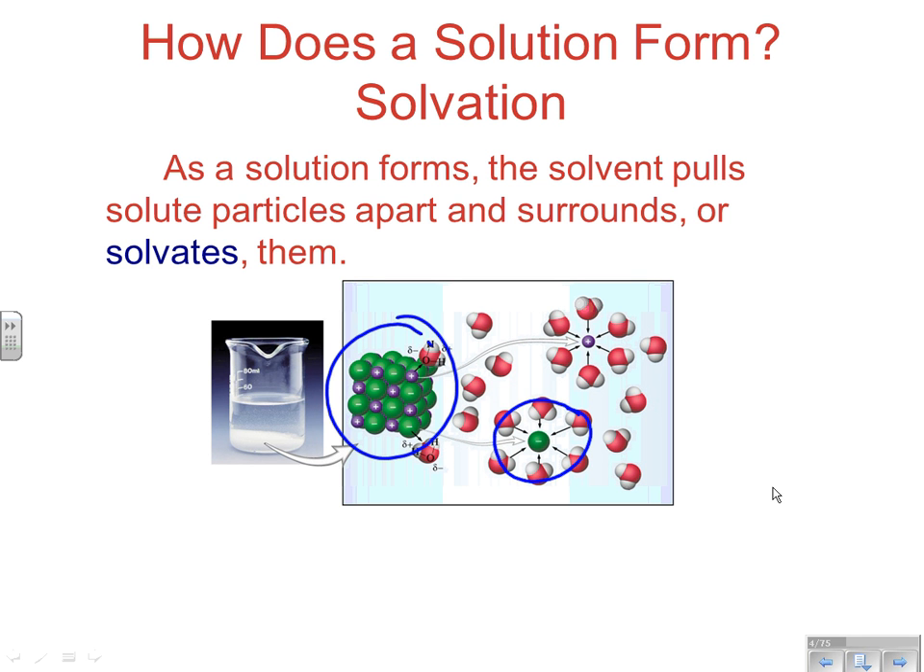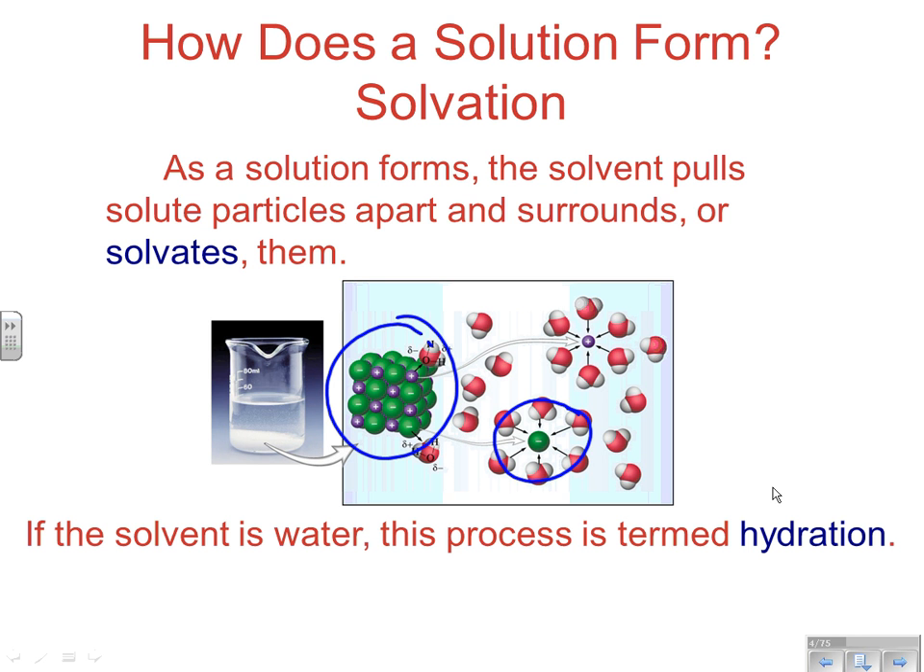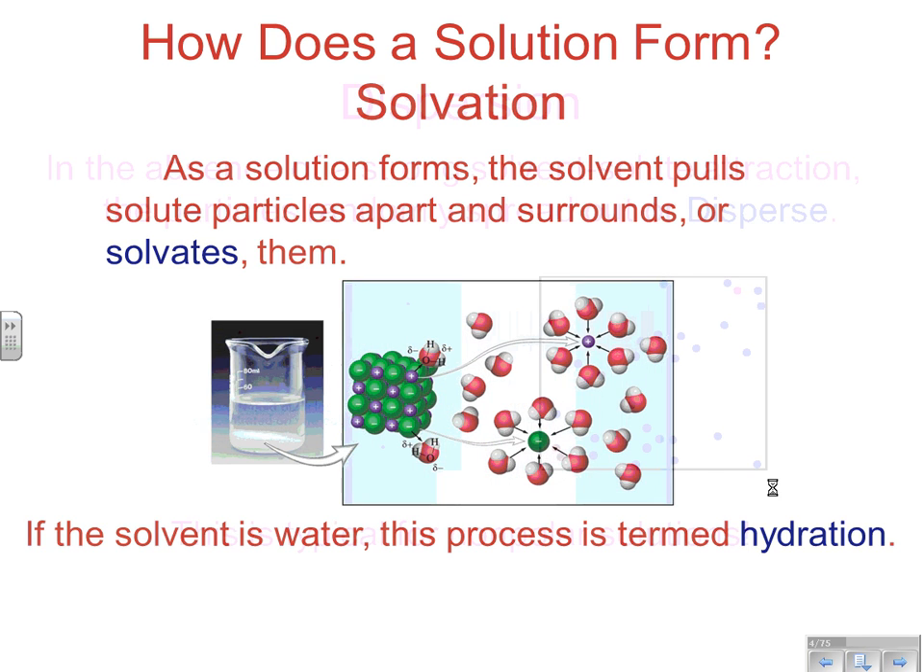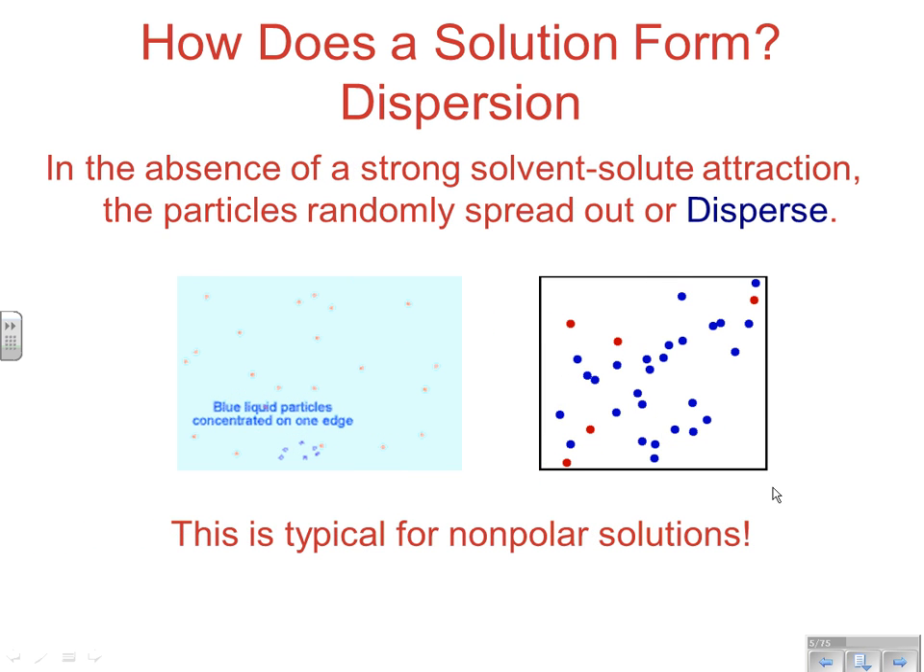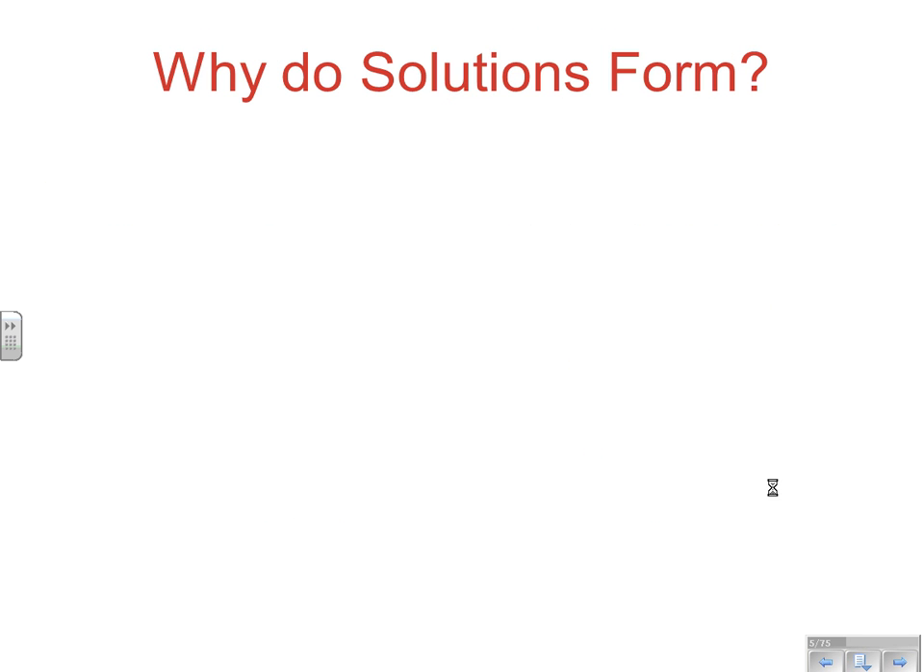And this is really one way that a solution can form, through an attraction of the particles for each other. If the solvent is water, then this process is known as hydration. And what we get is an aqueous solution. Now, in the absence of a strong solvent to solute attraction, like in the last case, where the two are attracted to each other, the particles can actually randomly mix together through the process known as dispersion. So when you have two substances that aren't attracted to each other, they can also form a random mix or a solution of particles.